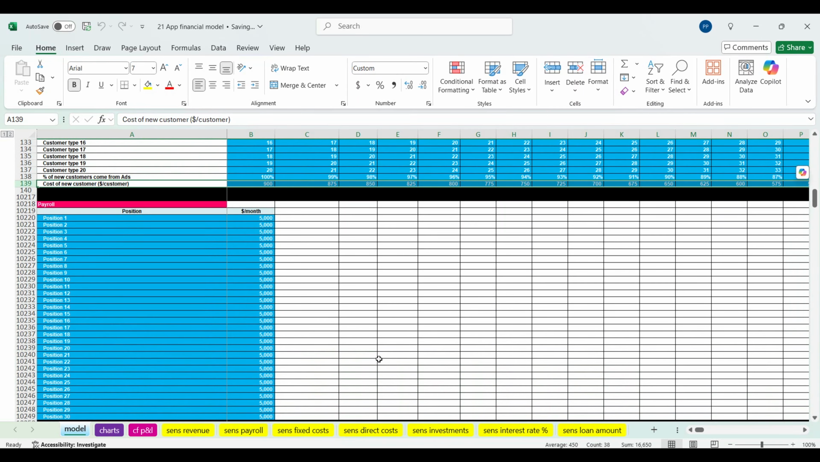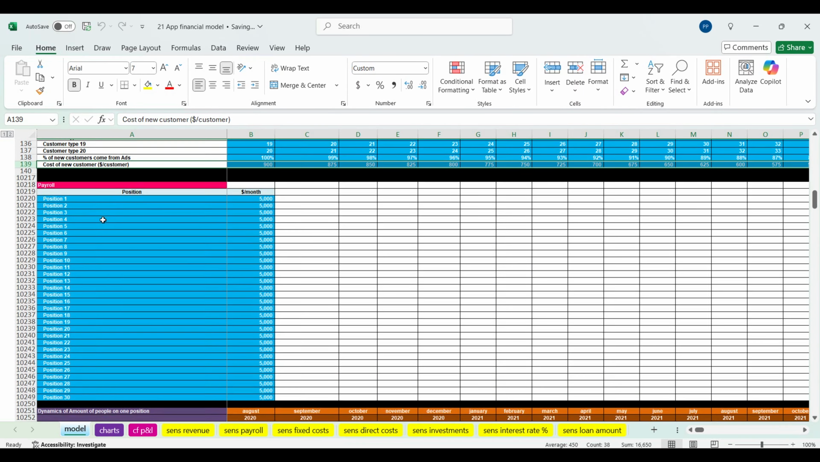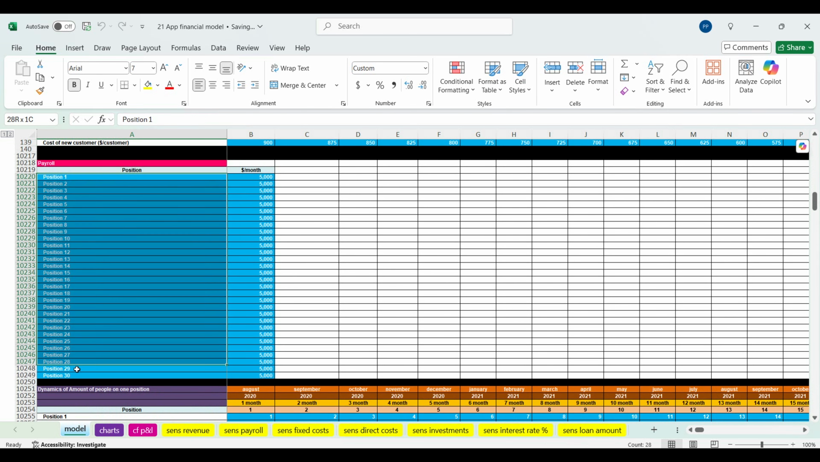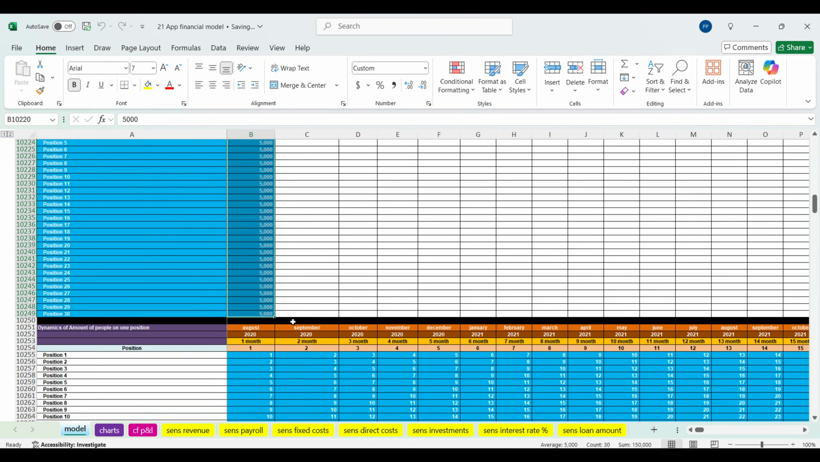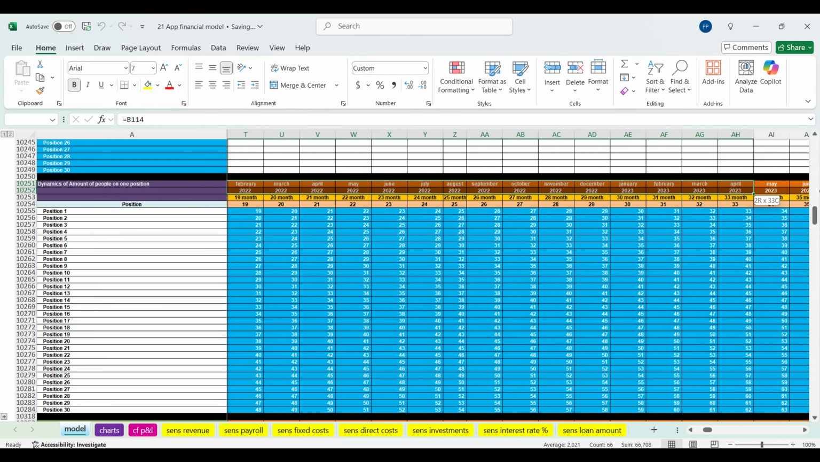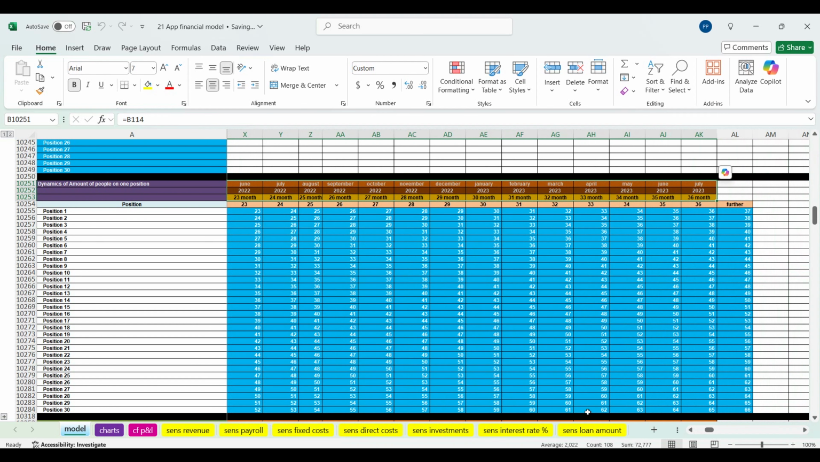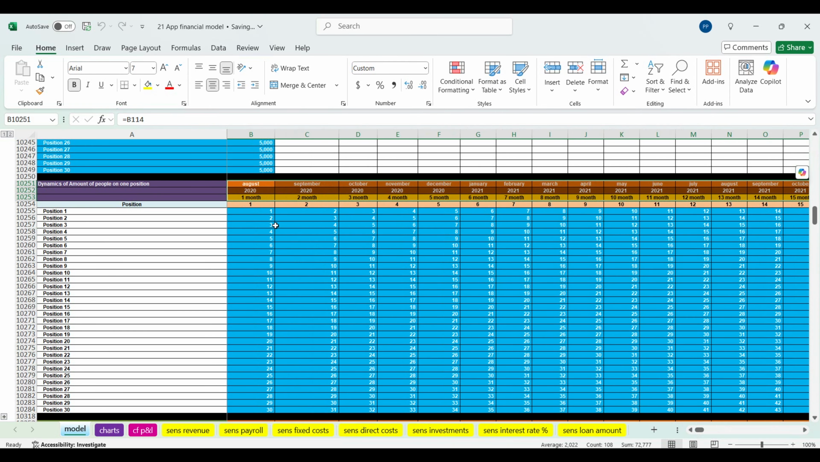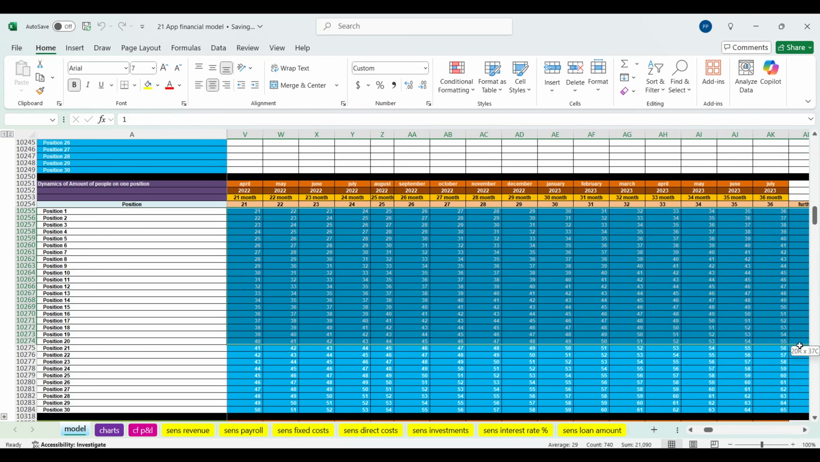Then we are moving forward. We're moving to the payroll. Here we have the list of positions, the salaries per person on each position, and then we can see the timeline. Here it is. And then we are specifying how many people we have on each position inside the timeline.